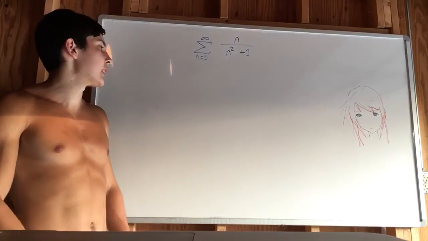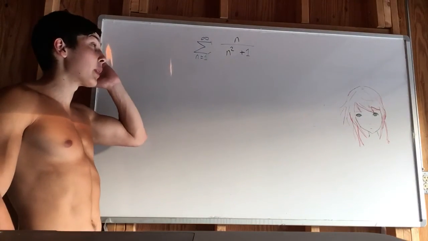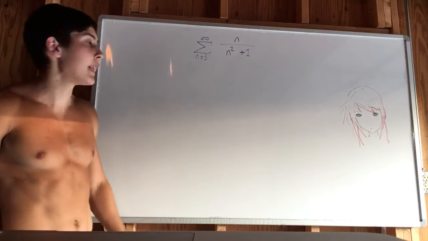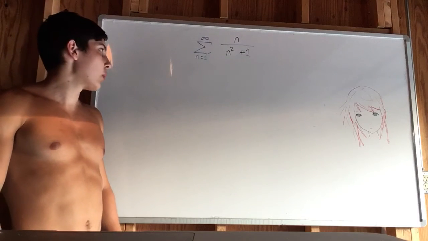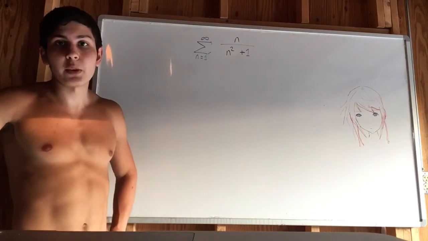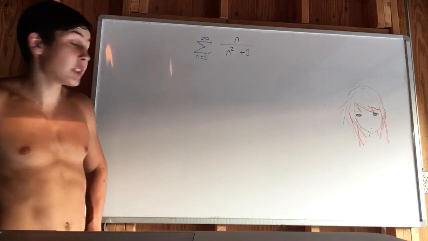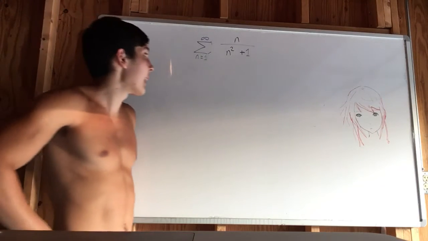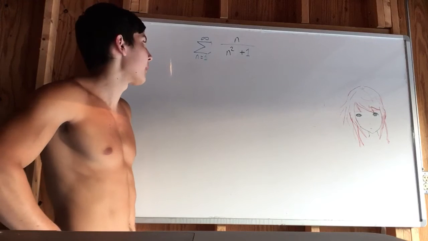Okay, here we have a series, n over n squared plus 1. It goes from 1 to infinity. With this one, we want to use the integral test. Why do we want to use the integral test? Because it passes two criteria.